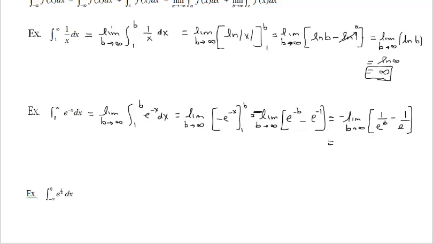Okay, and so now I'm going to continue. So I still have the negative here. Now I'm going to go ahead and apply the limit. I'm going to plug in infinity wherever I see b. So I can drop the limit statement, so it's going to be 1 over e to the infinity minus 1 over e. And continuing to simplify, 1 over a super large number is 0. So we're going to end up with the opposite of negative 1 over e, so that's just 1 over e.